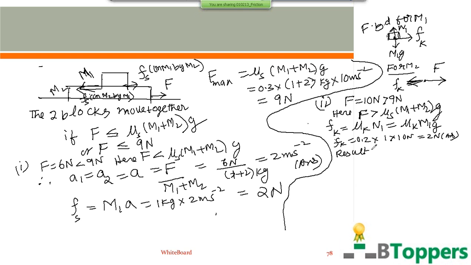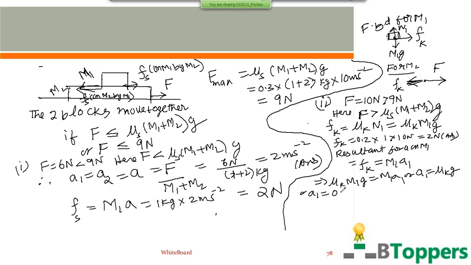Resultant force on M1 is equal to the magnitude of kinetic friction on M1 by M2. That is equal to, from Newton's second law, M1 into A1. Fk can be written as mu k into M1 g. That is equal to M1 A1. So the magnitude of acceleration of M1 will be equal to mu k into g, which is 0.2 into 10 meter per second square. So 2 meter per second square is the magnitude of acceleration of M1. That is one of the answers.